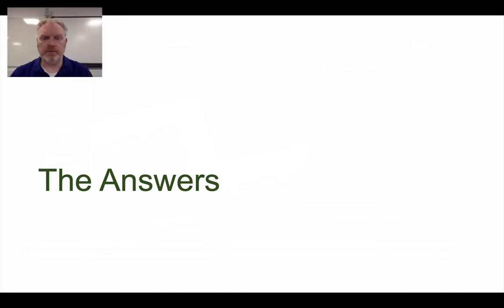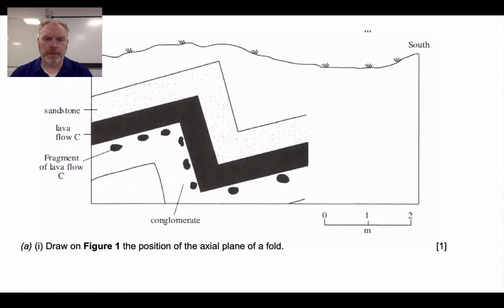Okay then, let's look at some answers. The first question then, I ask you to draw on the axial plane of a fold. A fairly straightforward task because we look for hinge points. We look for where there's a bend in the bed. So we've got an axial plane there and another one there. Either of those will get you the mark. Notice I haven't labelled these up though. We'll come back to that later.